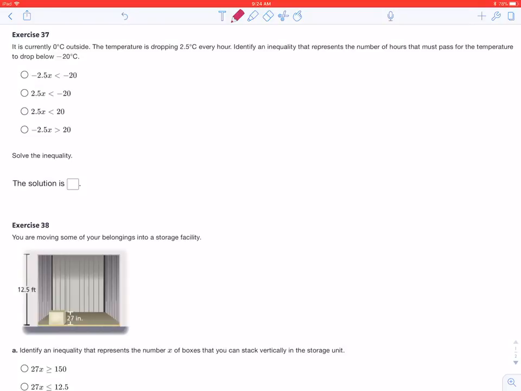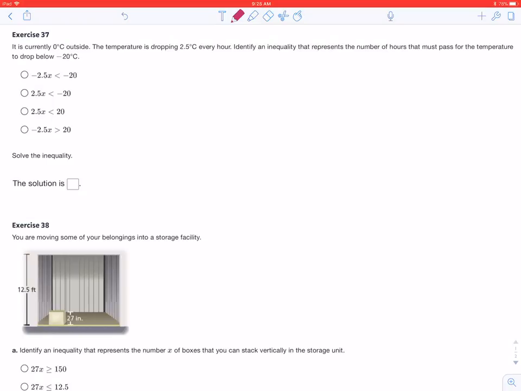I want you to listen through it because you're not going to be able to do these if you haven't been taught before. And so that's why I'm trying to teach you now how you would tackle this next time you see it. What kind of information do we need to pull from this, and how are we going to use it to determine our answer? So exercise 37 reads, it is currently 0 degrees outside.